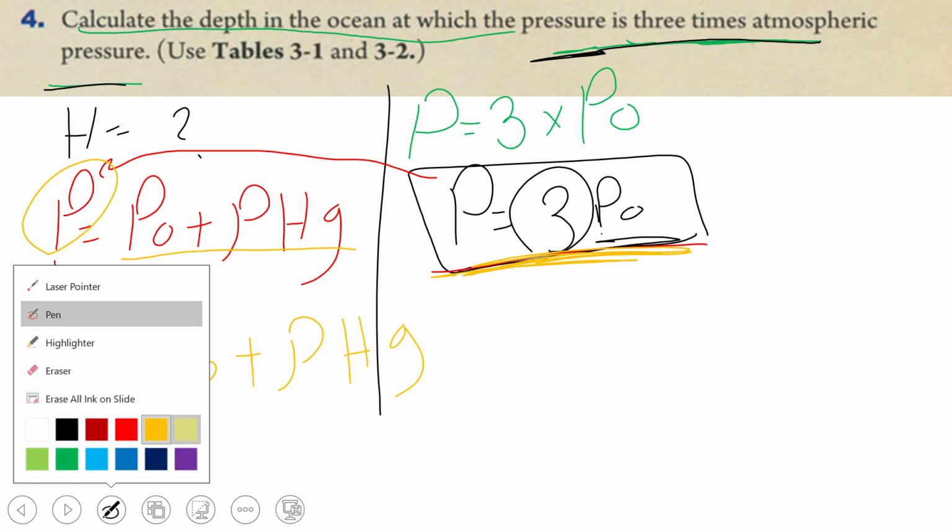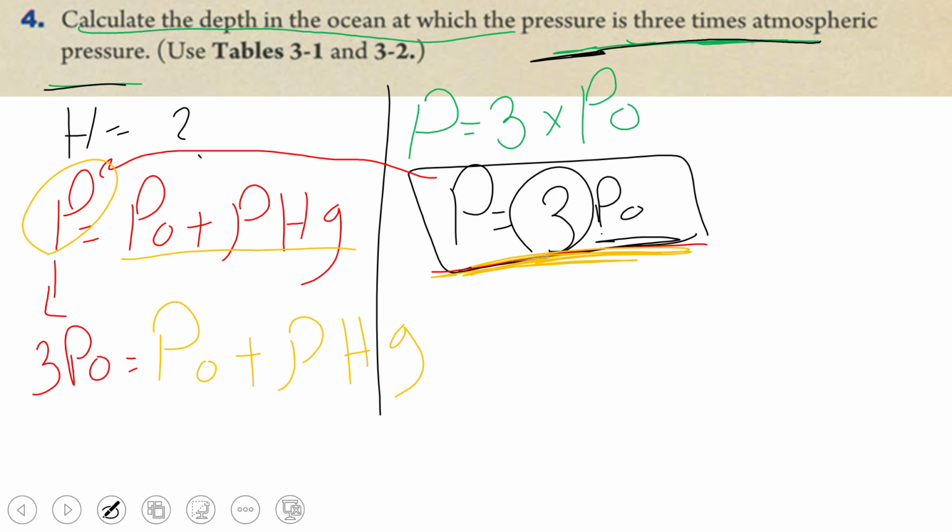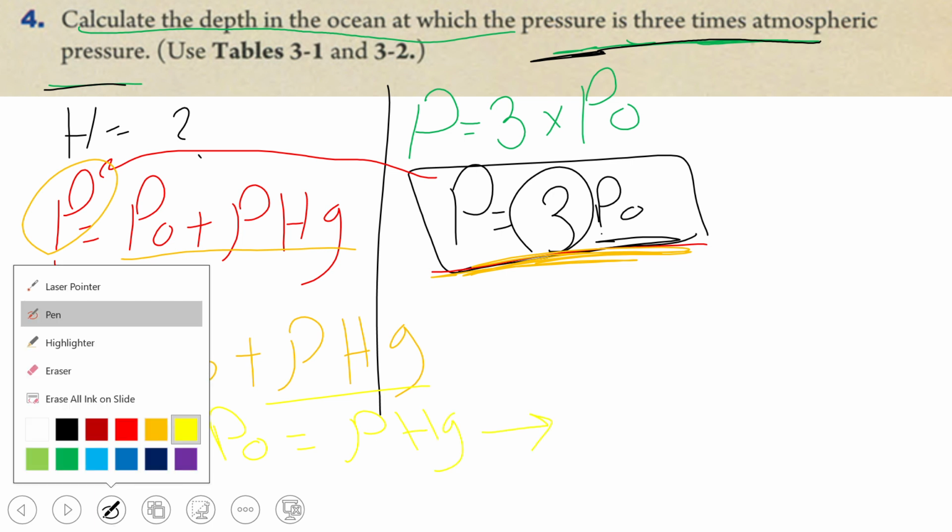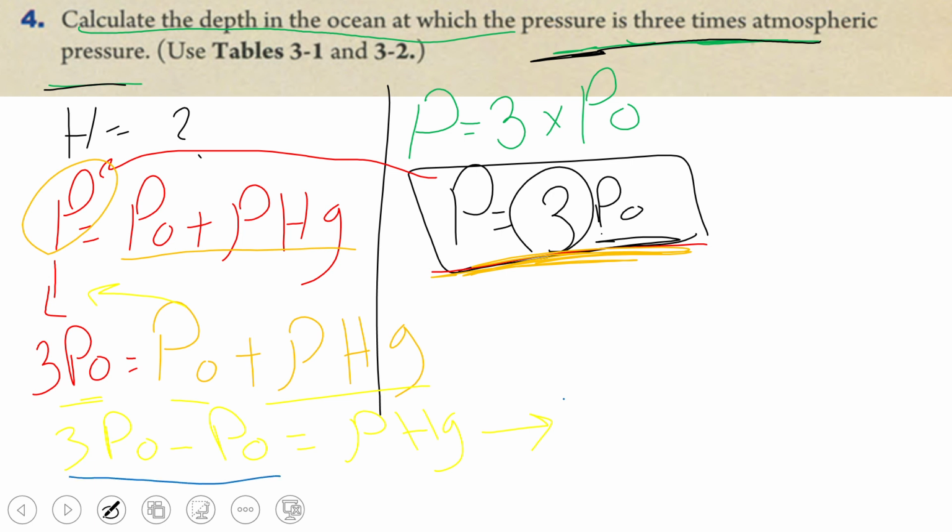In math, you studied, if you have the same letter, same value, we can move it to a side. So this P naught moves to the left side, because on both sides you have P naught. Write down 3 P naught. When this P naught comes to the left side, it becomes a negative P naught, equal rho H G. 3 P naught minus P naught, 2 P naught is left, equal rho H G. How can we find H?